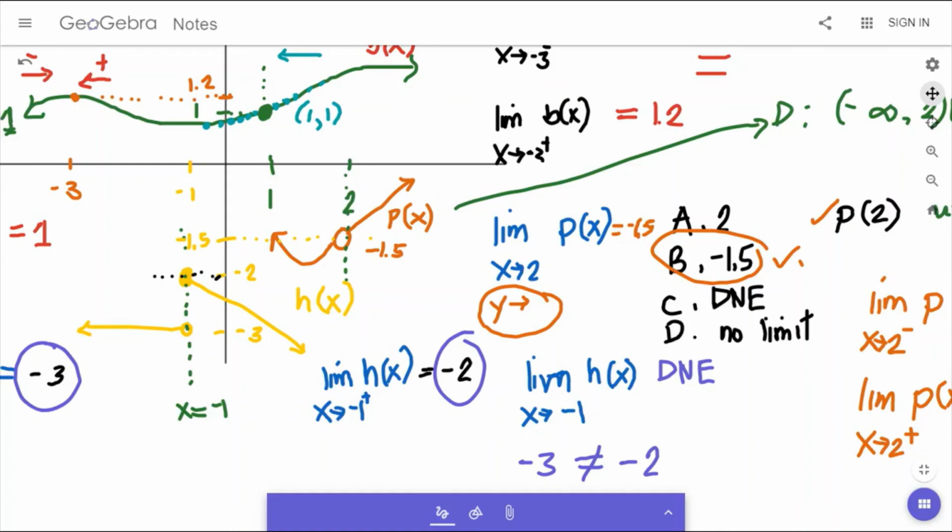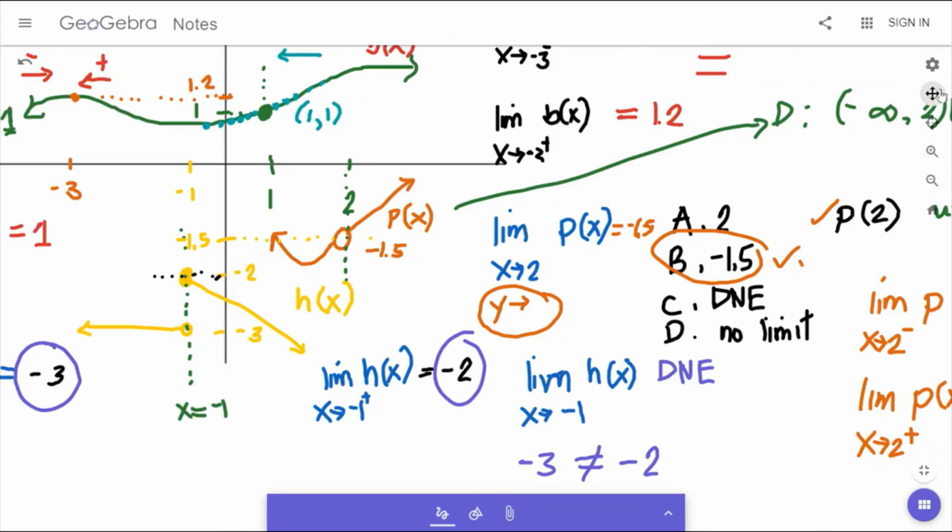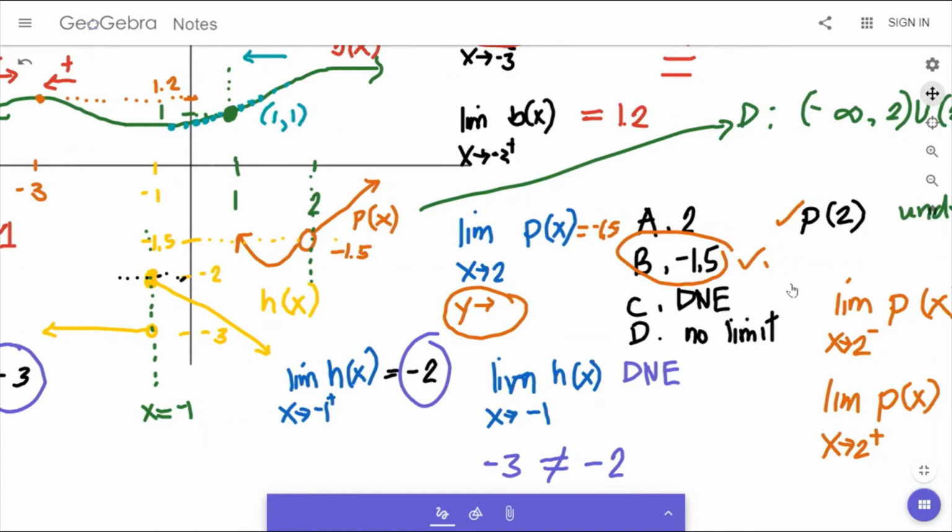Pero lagi niyong pakatandaan na kapag sinabi nating limit na, if they both move at a particular number, left and right, both move or get closer to that particular number, and that number is the limit. Kaya nga nangyari dyan, ang limit ay negative 1.5. Okay?